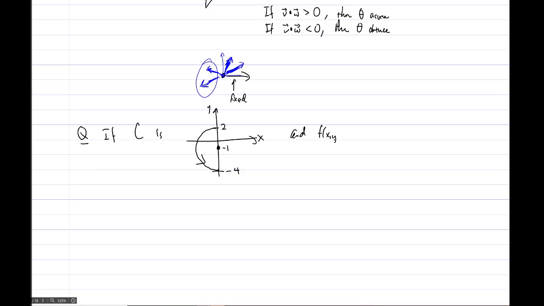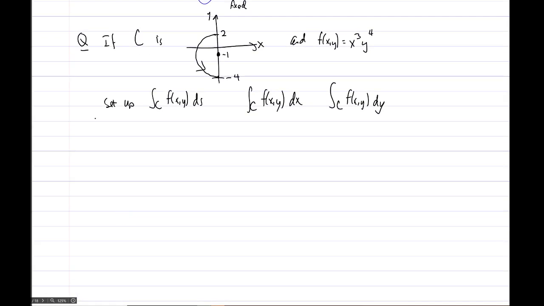And f of x comma y is equal to x cubed y to the 4th. Let's find, or at least set up, the integral over C of f of x comma y ds, and we'll also set up the integral over C of f of x comma y dx, and the integral over C of f of x comma y dy. Now, let's go ahead and parameterize the circle here.